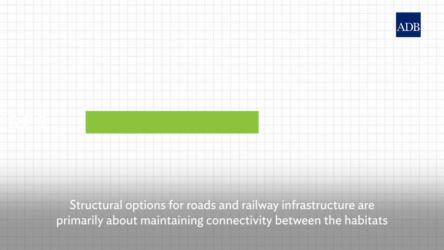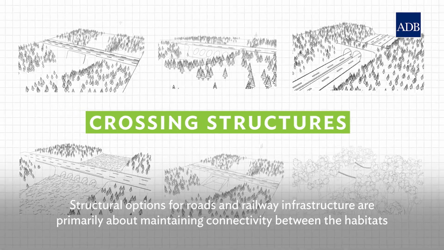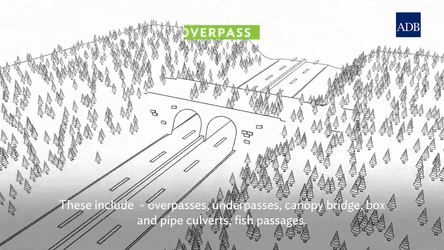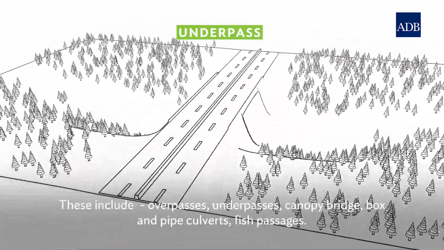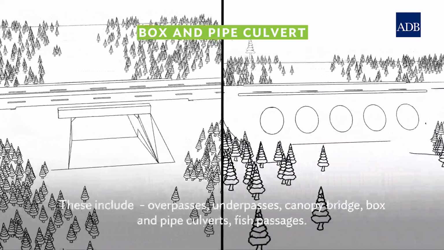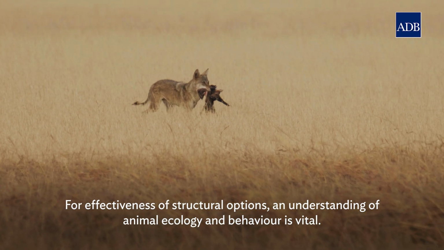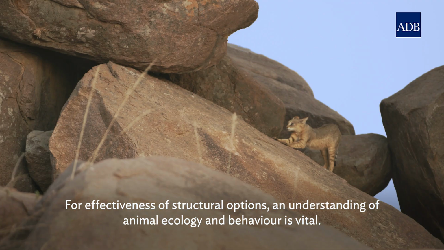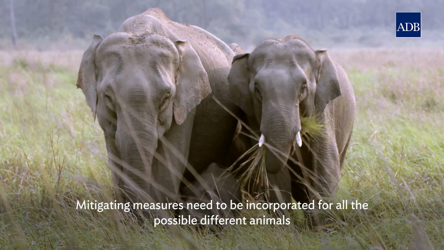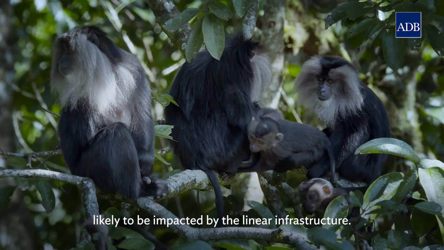Structural options for roads and railway infrastructure are primarily about maintaining connectivity between the habitats the linear infrastructure fragments. These include overpasses, underpasses, canopy bridge, box and pipe culverts, fish passages. For effectiveness of structural options, an understanding of animal ecology and behavior is vital. Mitigating measures need to be incorporated for all the possible different animals likely to be impacted by the linear infrastructure.